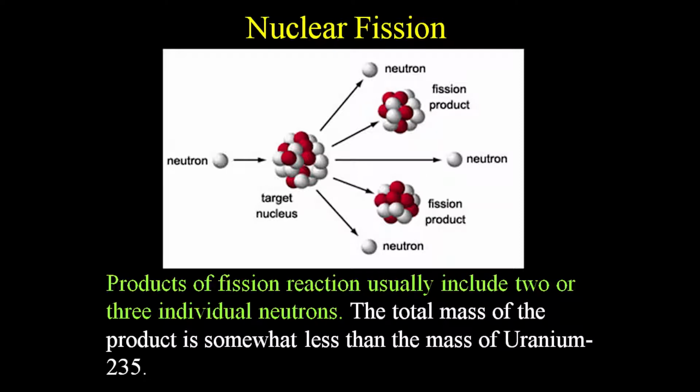Products of fission reaction usually include 2 or 3 individual neutrons. The total mass of the product is somewhat less than the mass of uranium-235.